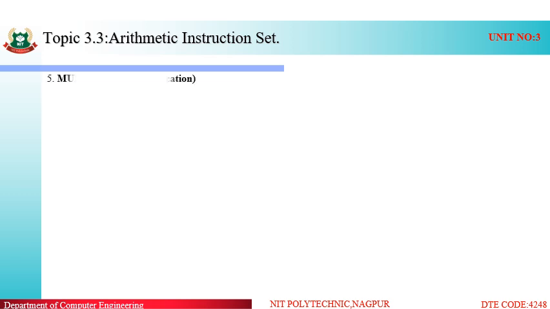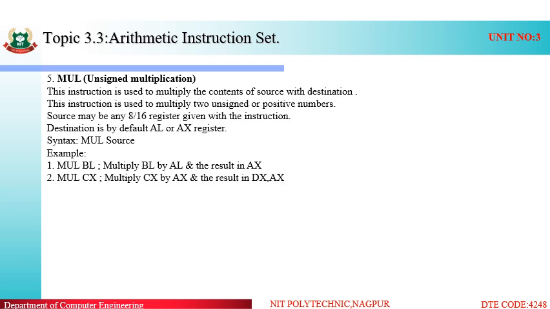destination comma source. Now coming to instructions related to multiplication. So the MUL opcode is used to perform the multiplication operation, but multiplication of which numbers? Hexadecimal numbers, but only unsigned. Unsigned means positive numbers. So when we have to perform the multiplication of positive numbers, we will use the instruction MUL. This instruction is used to multiply the contents of the source with the destination. It is used to multiply two unsigned or positive numbers. So for positive numbers we have to use the instruction MUL.